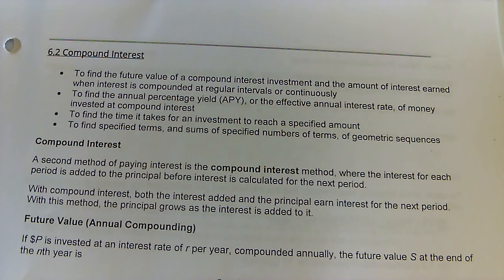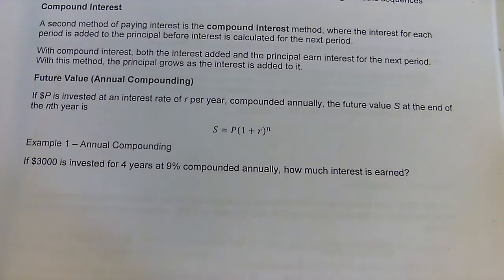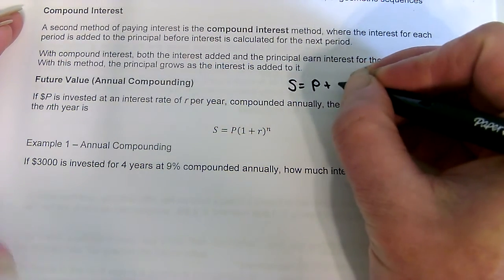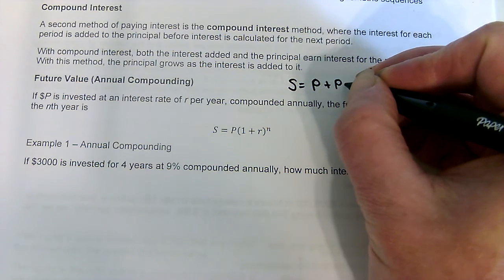In the last lesson, we looked at simple interest, but most of the time interest is compounded. That just means it's calculated more than just once a year. So if we had just kept it at once a year, I want you to think about what was happening before when we were doing simple interest. Our future value was equal to P plus PRT, right?